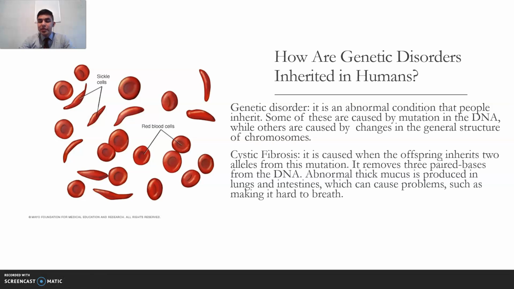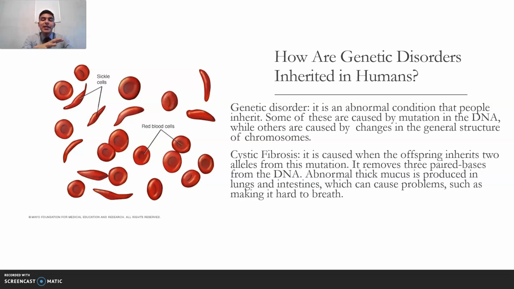And a type of genetic disorder can be cystic fibrosis, and it is caused when the offspring inherits two alleles from this mutation. It removes three paired bases from the DNA. Abnormal thick mucus is produced in lungs and intestines, which can cause problems, such as making it hard to breathe. So, of course, we need to remember that we were working with Punnett squares and generalities of genetics, right? We have some genetic information that comes from the mother and some genetic information that comes from the father.